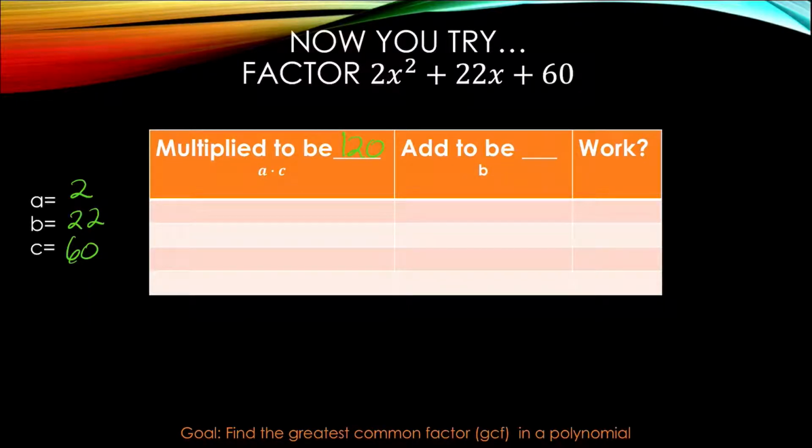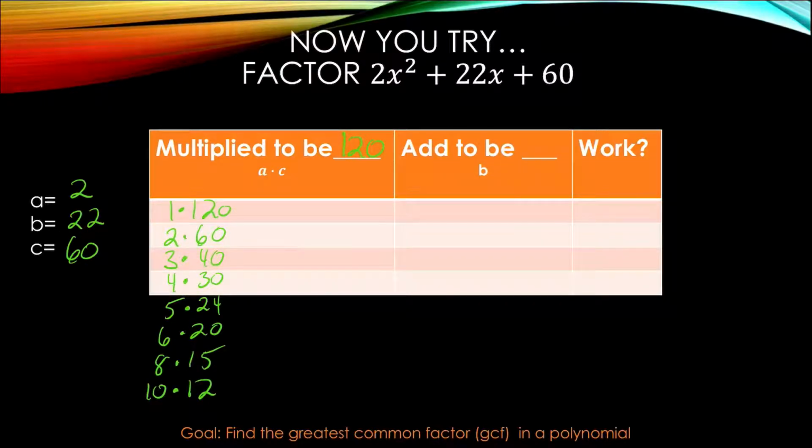So I'm going to start with 1. 1 times 120. 2 times 60. 3 times 40. 4 times 30. 5 times, I believe it's 24. And 120, let's see, does 6 go into it? Yep, 6 times 20. 7 doesn't, but I'm pretty sure 8 does. 8 times 15. 9 doesn't, but 10 and 12 do. Okay, but it needs to add to be 22x. Or not 22x, just 22.